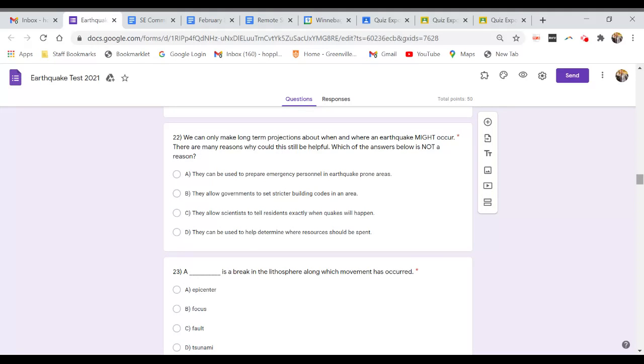Question 22. We can only make long-term projections about when and where an earthquake might occur. There are many reasons why this could still be helpful. Which of the answers below is not a reason?